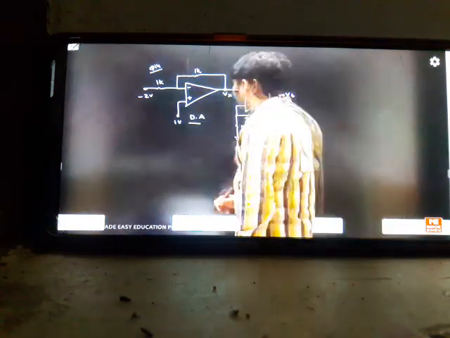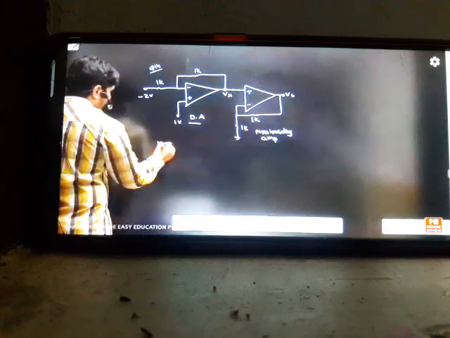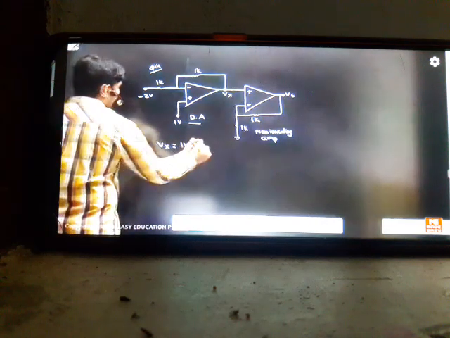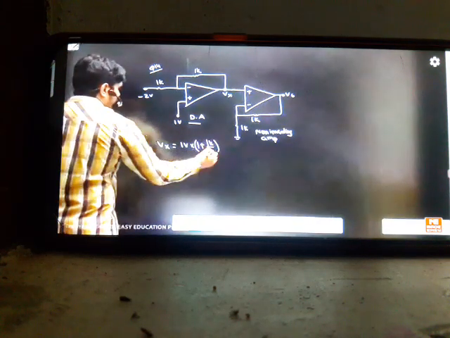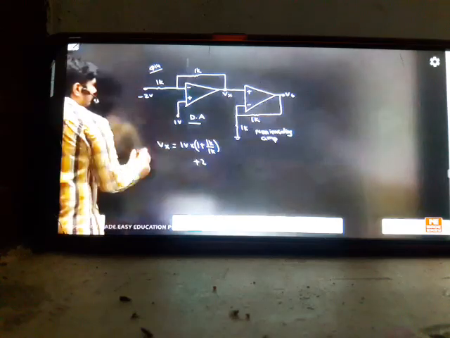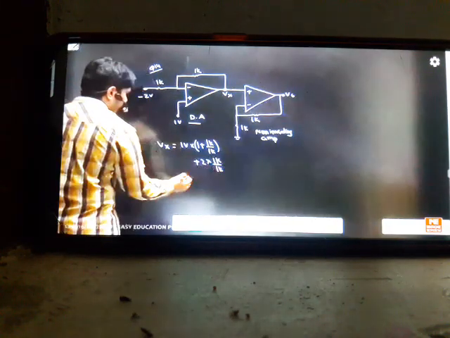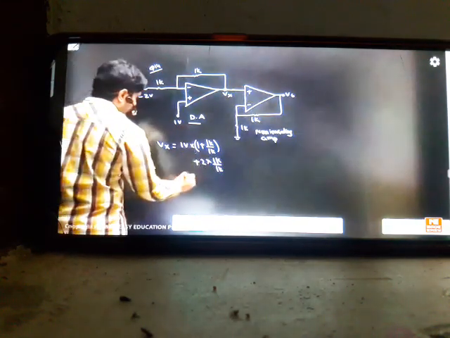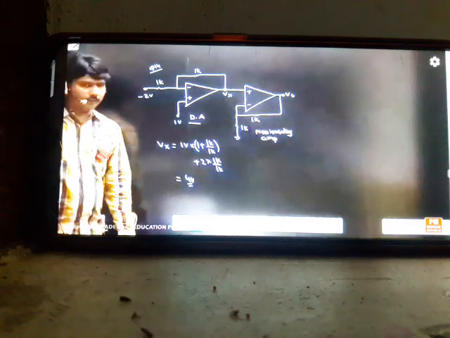First, the differential amplifier, whose output is Vx. Using the superposition theorem, you can solve it. First, non-inverting: 1 volt into (1 plus 1k by 1k). This is term number 1. Minus of minus becomes plus: 2 into 1k by 1k. So the answer will be 2 plus 2 into 1, which is 4 volts. We are getting Vx equal to 4 volts from the differential amplifier.